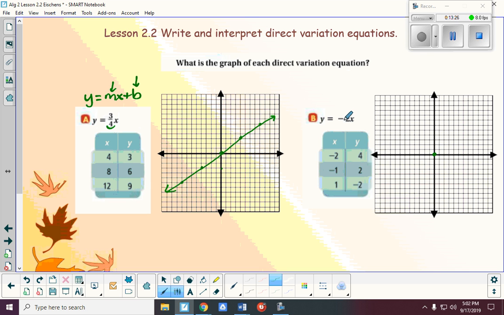In the next one, y-intercept is 0. Your slope is -2, which is the same as -2 over 1. So the rise is a -2. So you're actually going to go down 2 and to the right 1. Remember, when you have a negative slope, your line should be falling as you look from left to right. And so this would be the graph of this function.